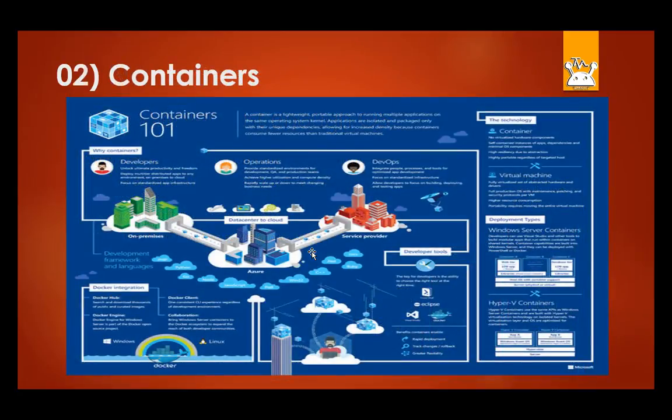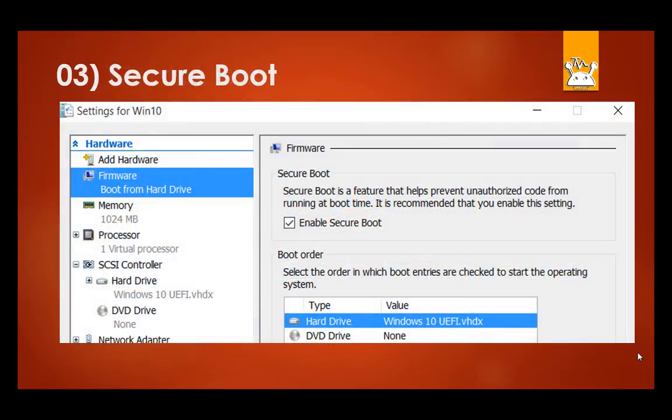Number 2, Container. Microsoft is working closely with the Docker development team to bring Docker-based containers to Windows Server. Until now, containers have existed almost entirely in the Linux or Unix open source world. They allow you to isolate applications and services in an agile, easy-to-administer way. Windows Server 2016 offers two different types of containerized Windows Server instances: one is Windows Server Container, and another is Hyper-V Container.